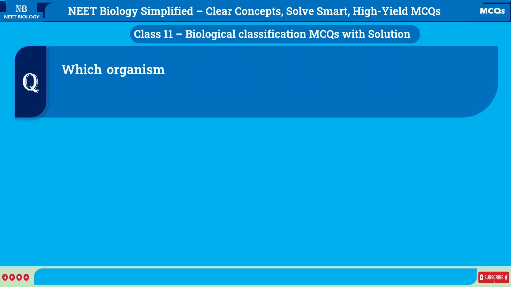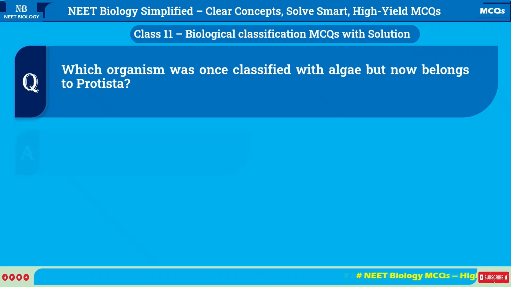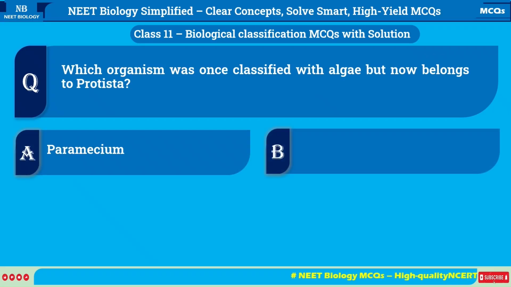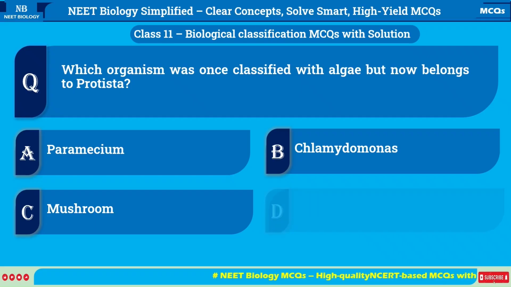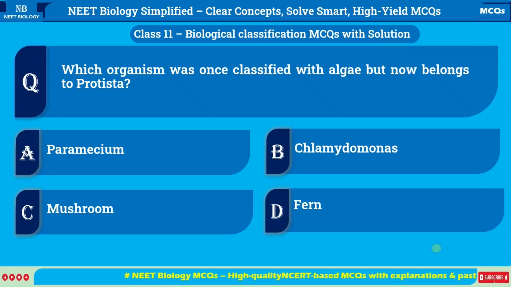Which organism was once classified with algae but now belongs to Protista? A. Paramecium. B. Chlamydomonas. C. Mushroom. D. Fern.